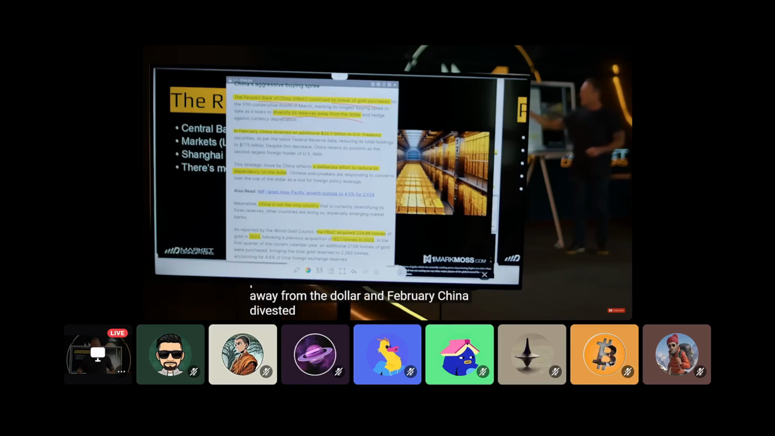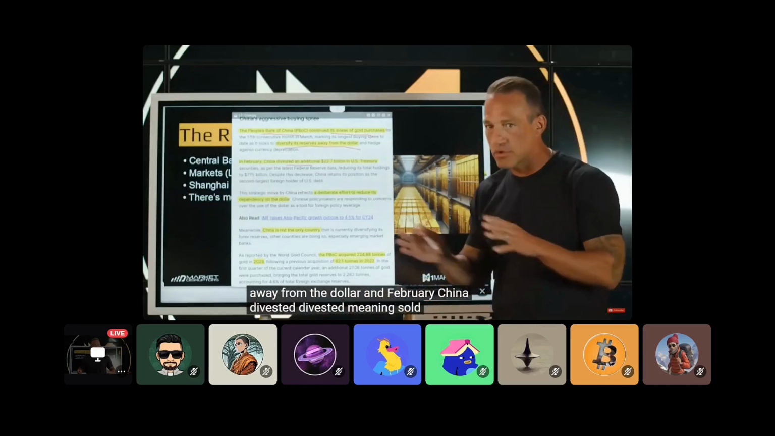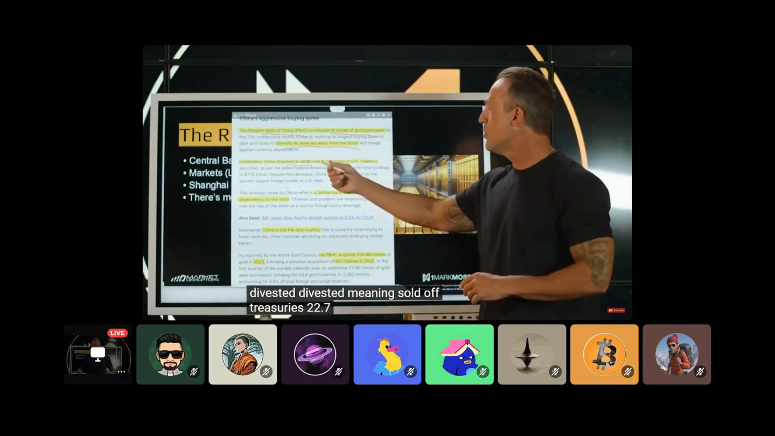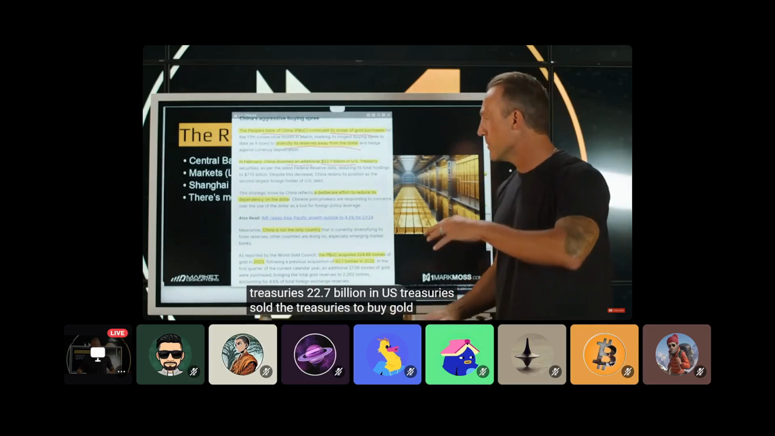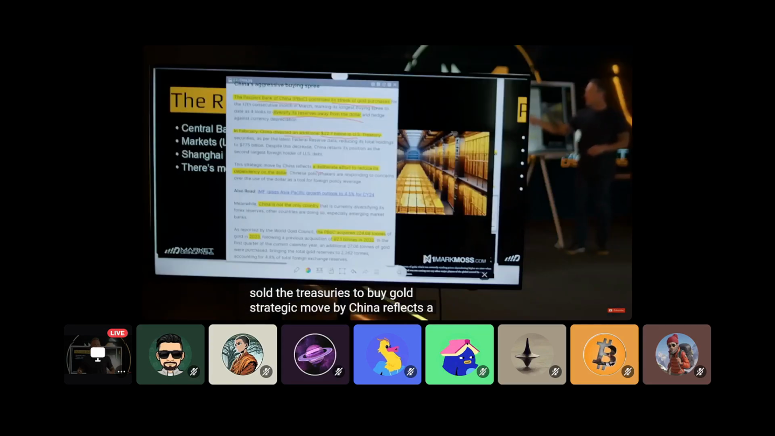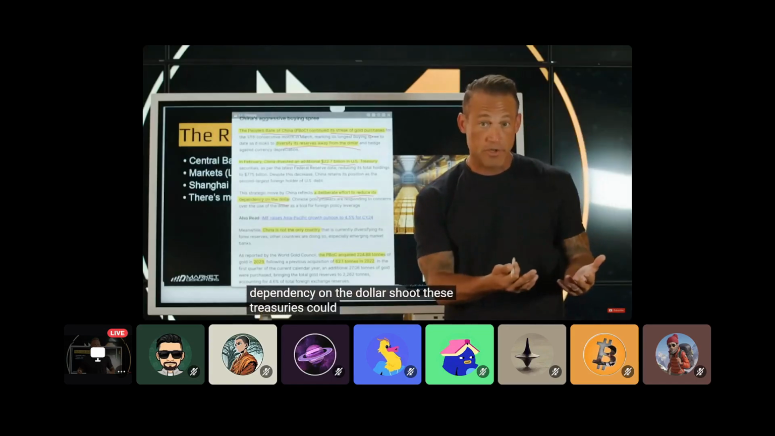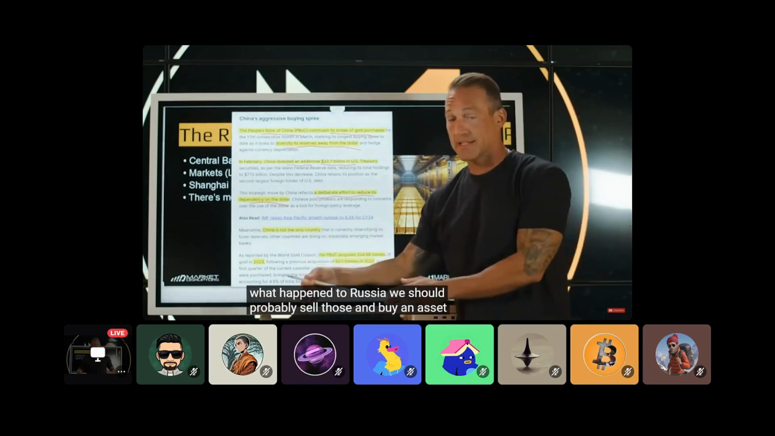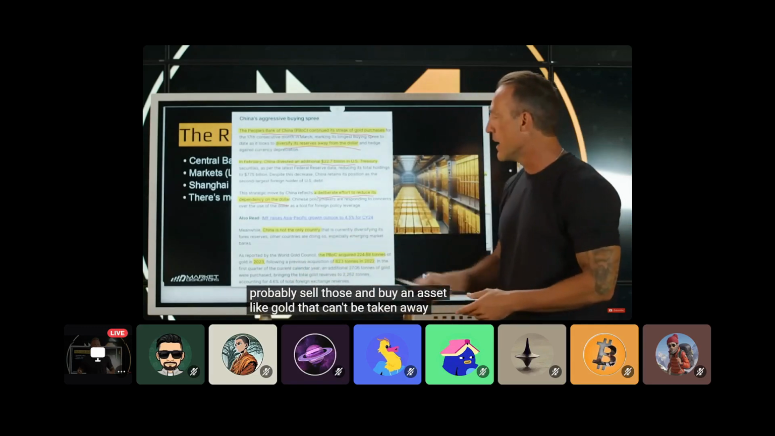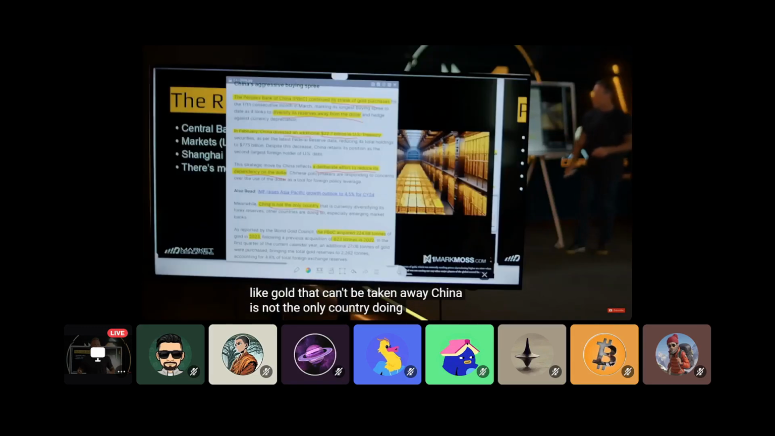In February, China divested, meaning sold off treasuries, 22.7 billion in US treasuries, sold the treasuries to buy gold. Strategic move by China reflects a deliberate effort to reduce its dependency on the dollar. Shoot, these treasuries could get taken from us like what happened to Russia. We should probably sell those and buy an asset like gold that can't be taken away. China is not the only country doing this, and it's a massive move.